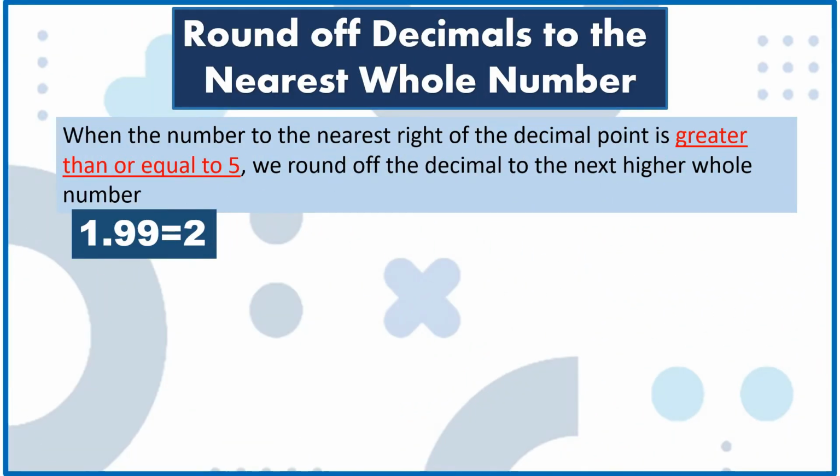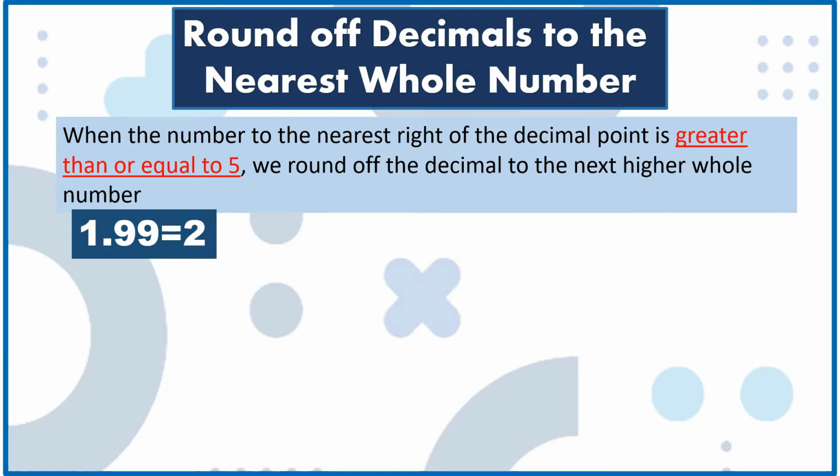When the number to the nearest right of the decimal point is greater than or equal to 5, we round off the decimal to the next higher whole number. Example, 1.99 round off to the nearest whole number is 2. The answer is 2.